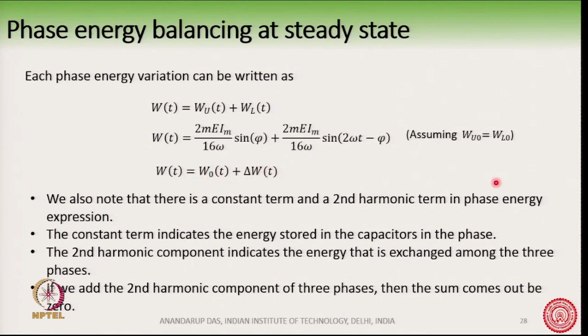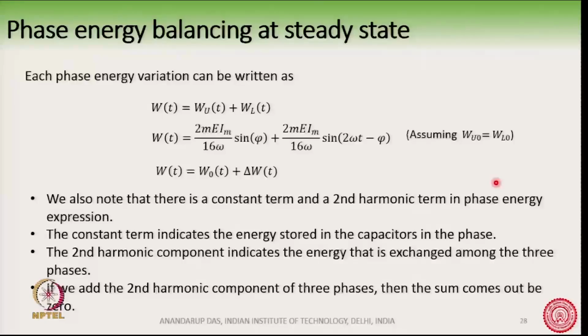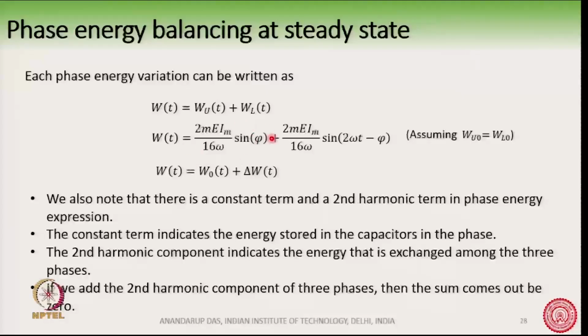Okay. Now, what is that? What does this indicate? It indicates that now the sum of two arm energies is nothing but the phase energy. So, this means that when you add WU and WL, that is W, this is the W phase energy. The phase energy has a constant term. So, what does this constant term indicate? It indicates the energy stored in the capacitors. This is the energy stored in the capacitors, this constant term here.